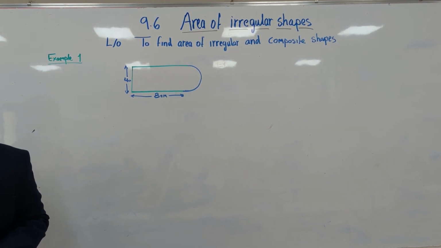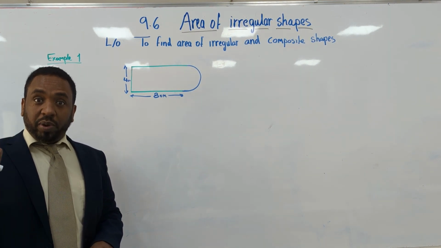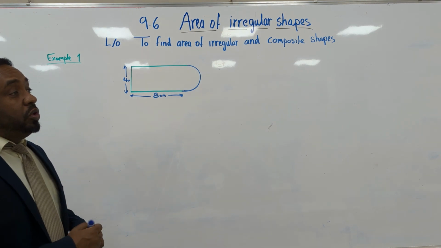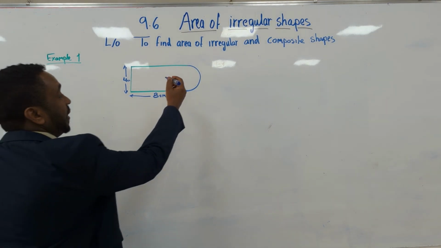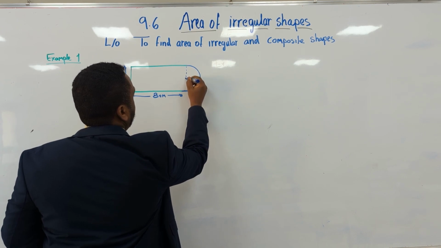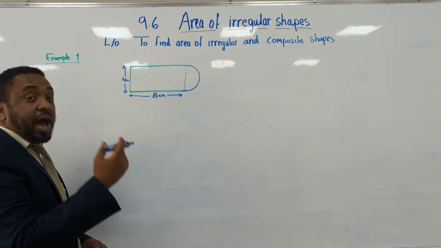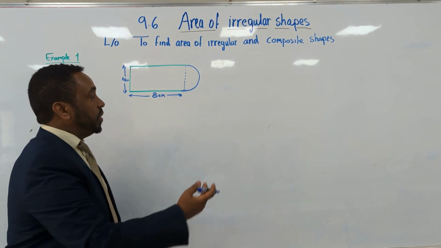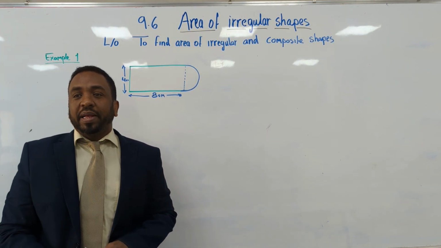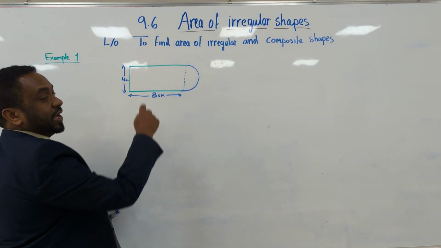So what we have to decide, I want you to look at this very carefully, please. Look this way when I'm explaining. What I want you to remember is we can divide these shapes into two parts. So if we draw a line here, we can see one side is half of a circle and one side is a rectangle. Does that make sense? So first of all, let's find the rectangle.